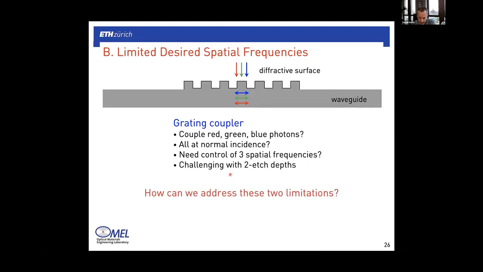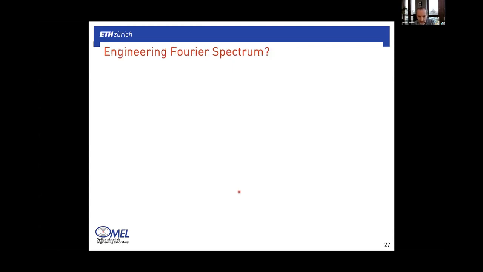And so these 2 issues, having unwanted spatial frequencies and not being able to control the ones we want, how are we going to try to address these 2 limitations? And so essentially, we would like to better engineer the Fourier spectrum of our surface. And this, again, is not a new problem that I'm telling you about. This is a recognized problem, and people have come up with clever solutions to try to work around it. One solution is just to live with having only 2 etch depths and just be clever.